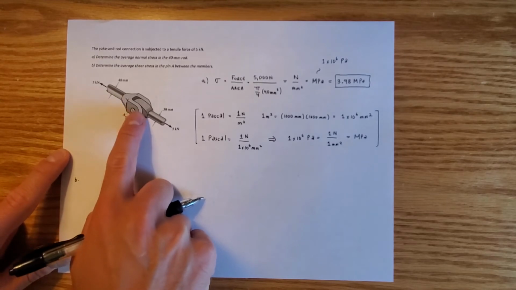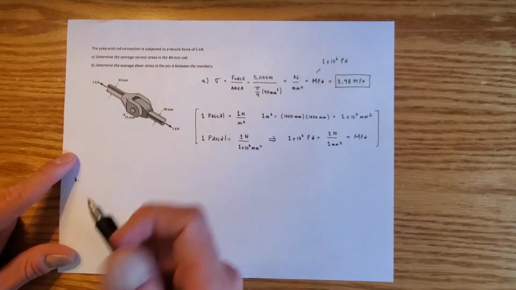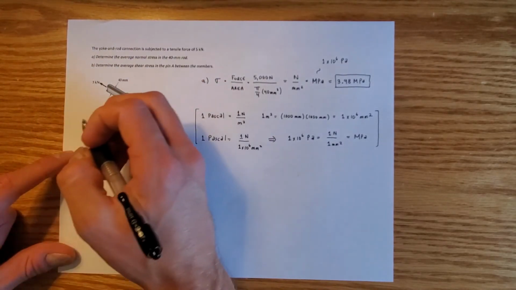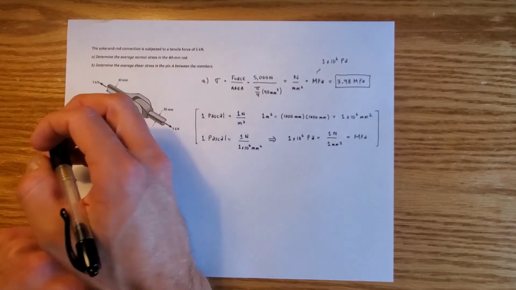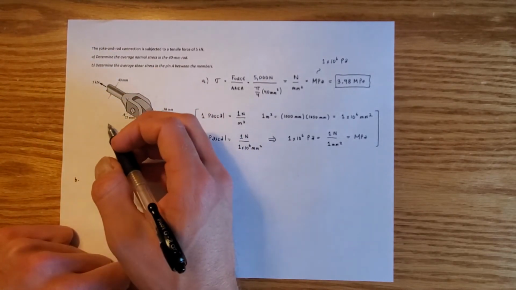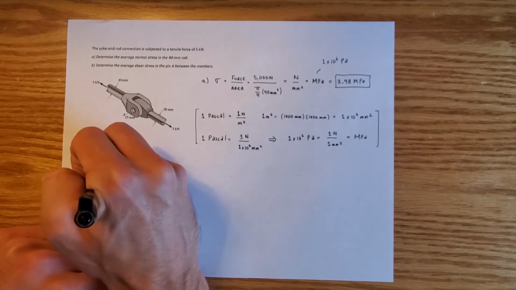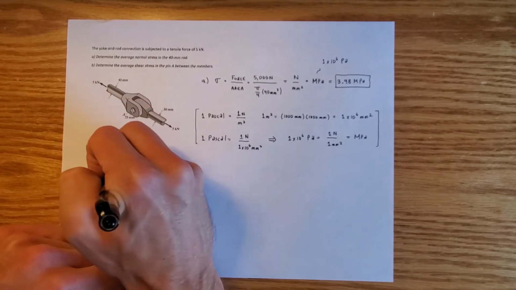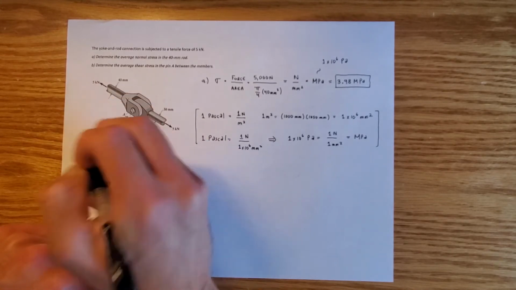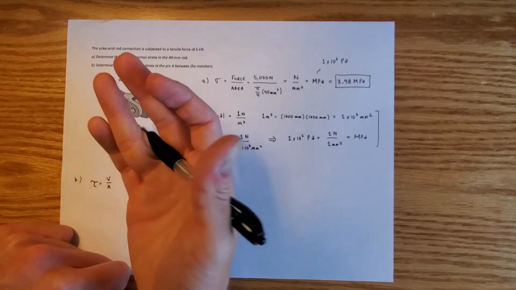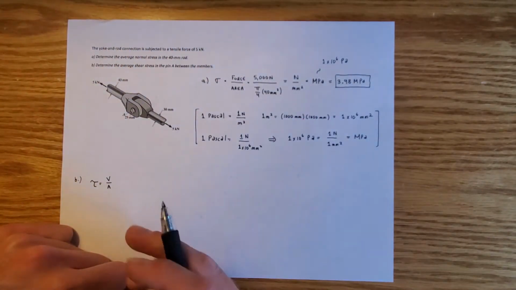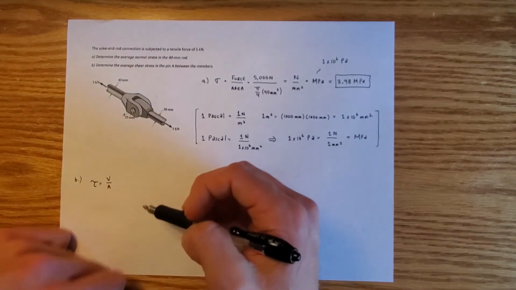Pin A is going to be experiencing what we call double shear, and I think I showed that on the PowerPoint slides. So what we can do is set our tau equal to the shear force divided by the area. Because we have double shear, I'll draw a little diagram for it right here.